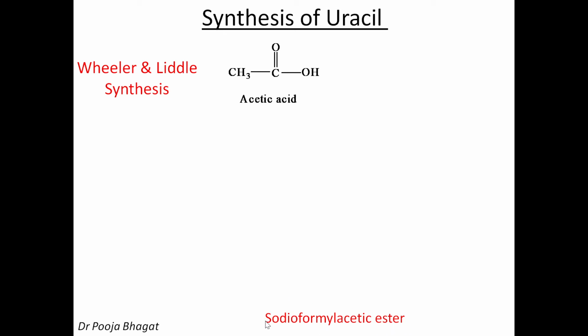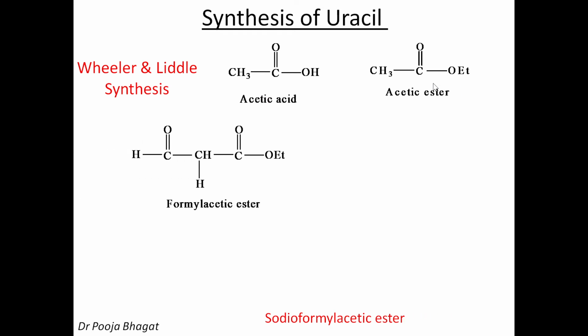So you should know how to write down the structure of this compound, sodio-formyl acetic ester. Without memorizing it, you can easily find the structure if you remember the name of the compound. Here we have to start with acetic acid. From acetic acid, you can easily write down the acetic ester. Then if you replace one of the hydrogens of the methyl group by a formyl group, it is formyl acetic ester. Now, you can easily write down the keto-enol tautomers.